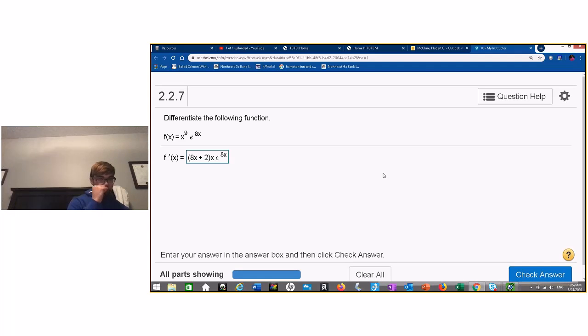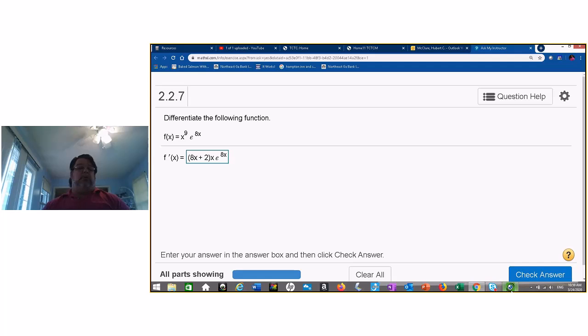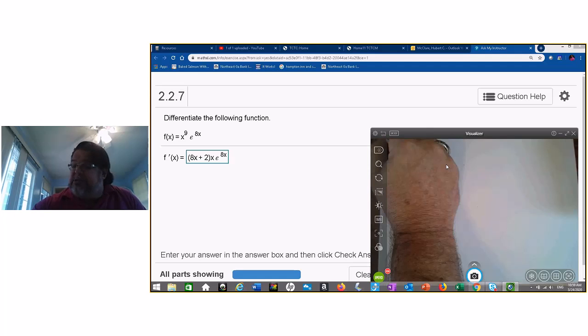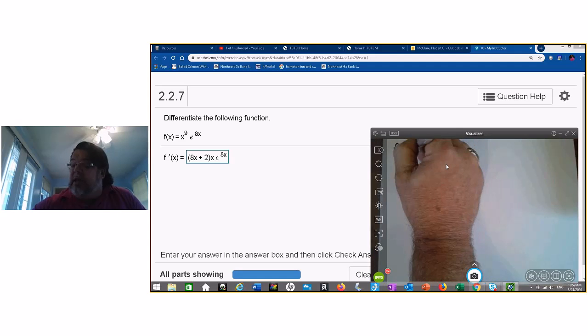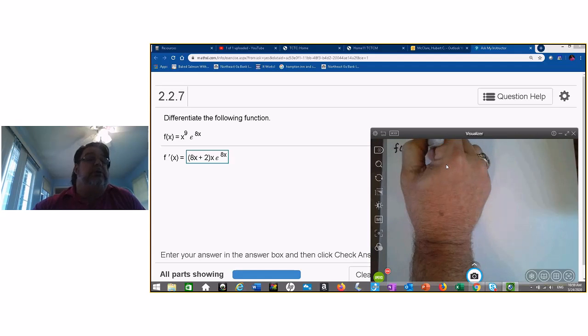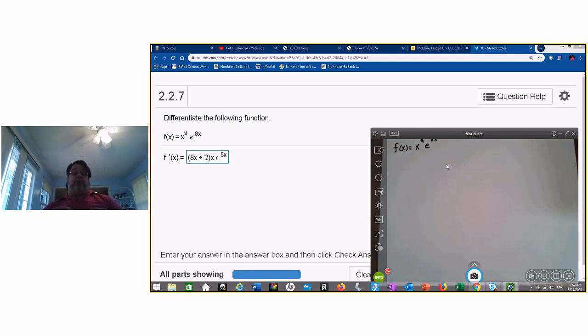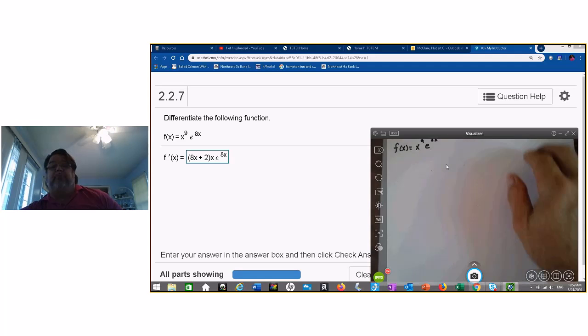So this one says, what's different about this? Why am I wanting you to do this problem? F of x is equal to x to the 9th times e to the 8x. What rule is it? Product rule. You've got to use the product rule on this one.